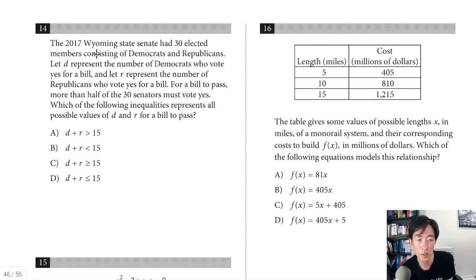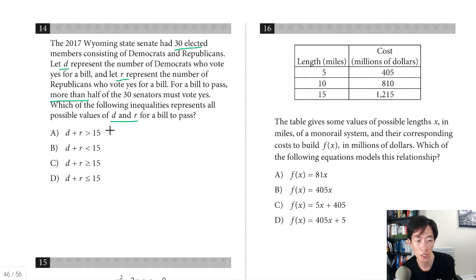Question 14, the 2017 Wyoming State Senate had 30 elected members consisting of Democrats and Republicans. Let D represent the number of Democrats who vote yes for a bill. Let R represent the number of Republicans who vote yes for a bill. For a bill to pass, more than half of the 30 senators must vote yes. Which of the following inequalities represents all possible values of D and R for a bill to pass? So what you'll notice is that all the answer choices have D plus R. And given that it says for the bill to pass, more than half of 30 must vote yes.